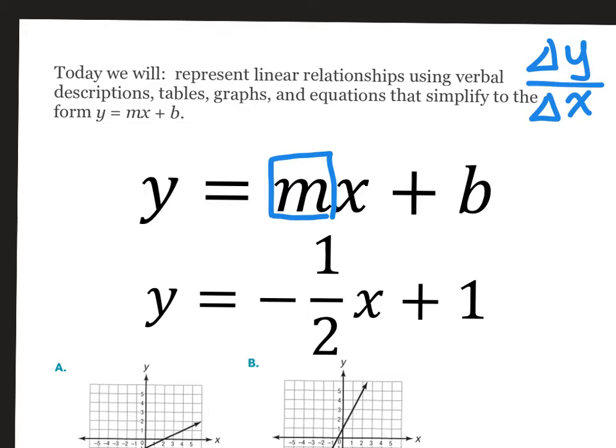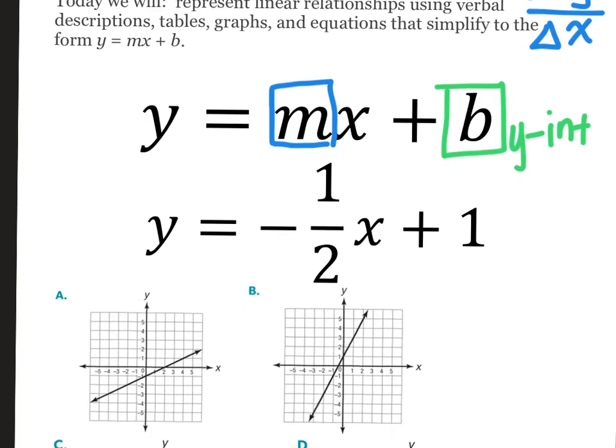And then the b here, I'm going to use green for the b. The b here represents the y-intercept. I'm only going to write y-int. But you should have that word y-intercept from last night's notes, right? Y-intercept. And what that means is that's the point at which the line crosses the y-axis.